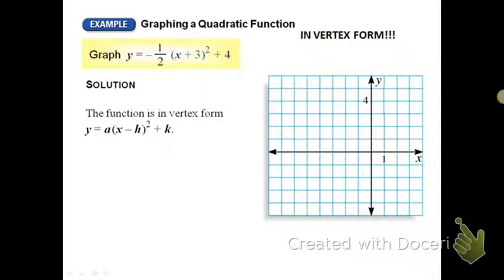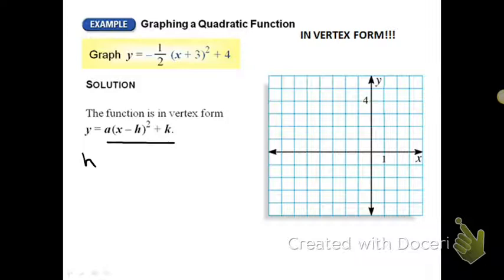In this first example, we're going to take a look at graphing a quadratic function from vertex form. If you recall, vertex form from the previous slide looks like a times (x minus h) in parentheses squared plus k. The first thing that I would want to do when I'm trying to graph from vertex form is identify what the h and the k values are. Remember, I said h is what is being subtracted from x.